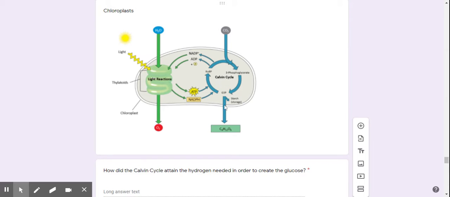If you want to get more technical with your answer, you can check this out. We had the NADP, and it's the one that ended up taking that hydrogen across into the Calvin cycle, where it ended up combining with the CO2 in order to form our glucose. But either answer works. How did the Calvin cycle attain the hydrogen needed? When the water broke, the hydrogen was able to transfer over to the Calvin cycle. Or you can say NADP plus attached hydrogen to it and carried it into the Calvin cycle. Either one of those answers works.